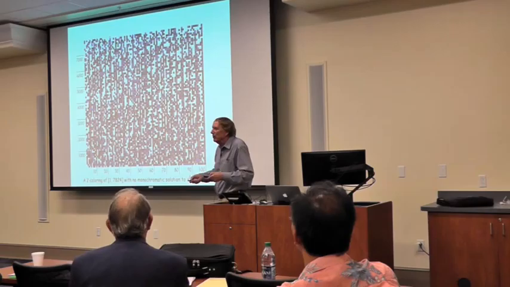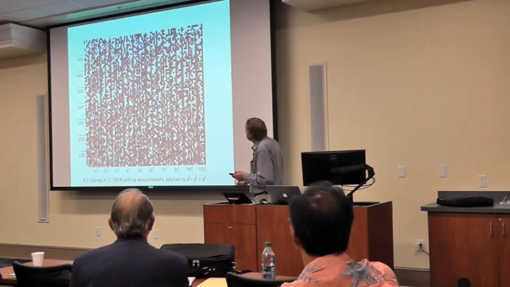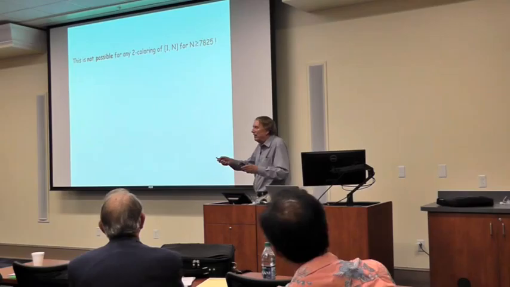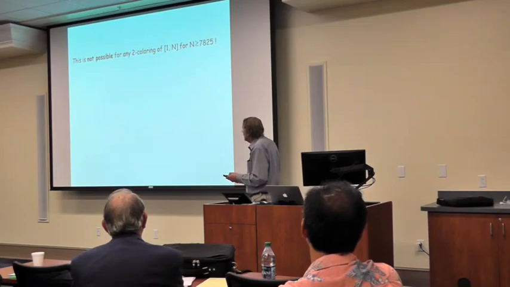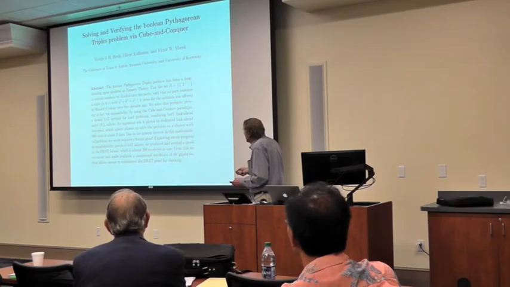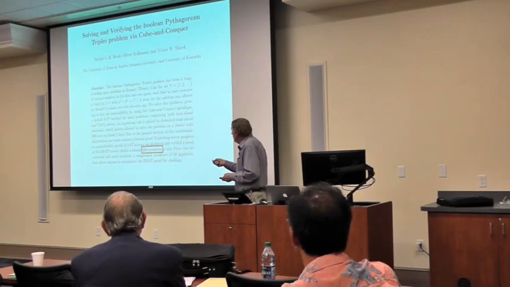However, that's not possible if you go to 7,825. Any two-coloring of the integers 1 to 7,825 must have a monochromatic solution to that. And that's a very recent result, hasn't appeared yet, actually. It was by some computer scientists in Austin, Texas. An interesting thing, using these SAT solvers, the final proof was 200 terabytes. A little tough to check.